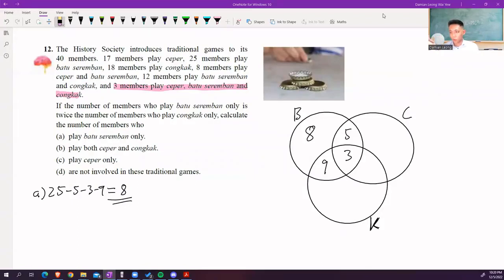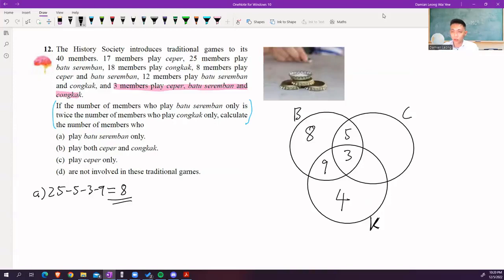Okay, so I don't have all this yet. Okay, so I can interpret the next sentence here. The number of members who play Batu Seremban only is twice the number of members who play Congkak only, which means this 8 is 2 times this part. So since I know here is 8, means here will be 4.